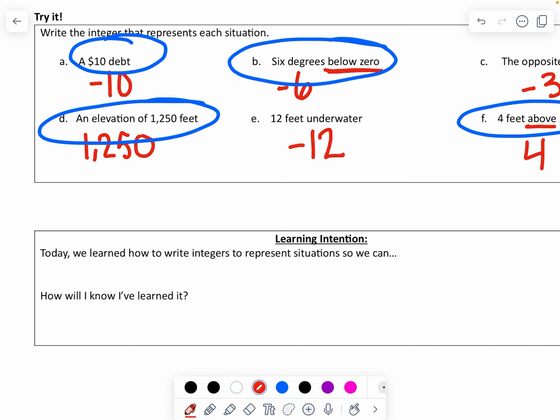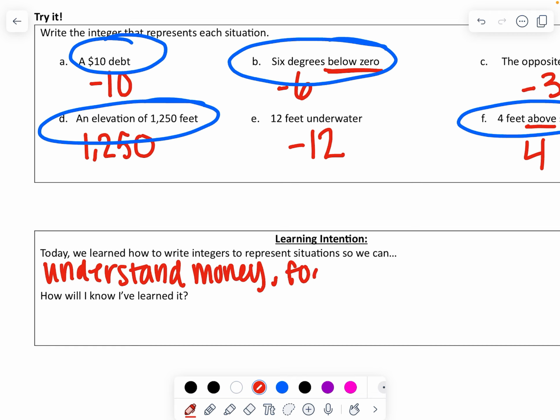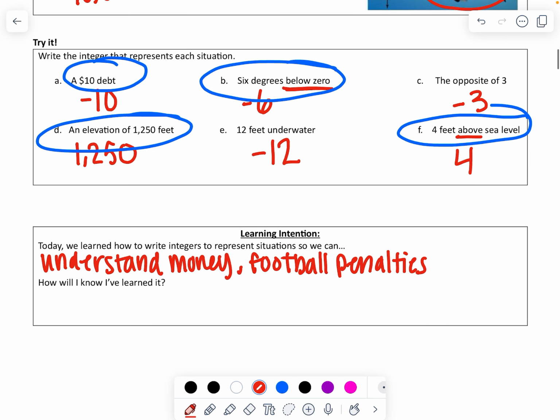So I'm going to write, we learned how to write integers to represent situations so we can understand money. And so we can understand football penalties. So we can understand temperature. And so on. There are so many different things we could write down for this.